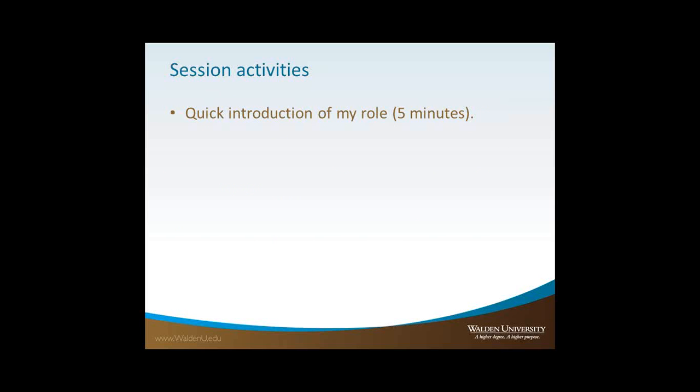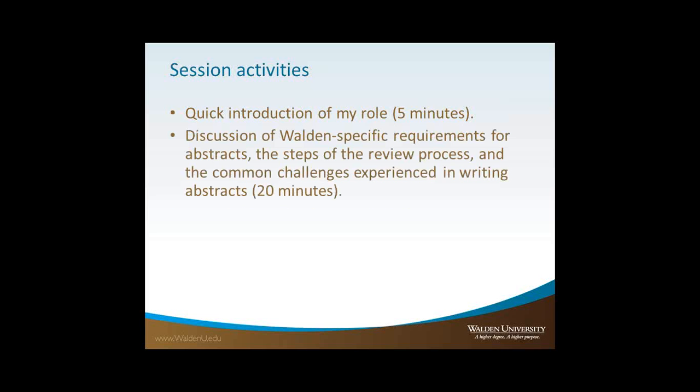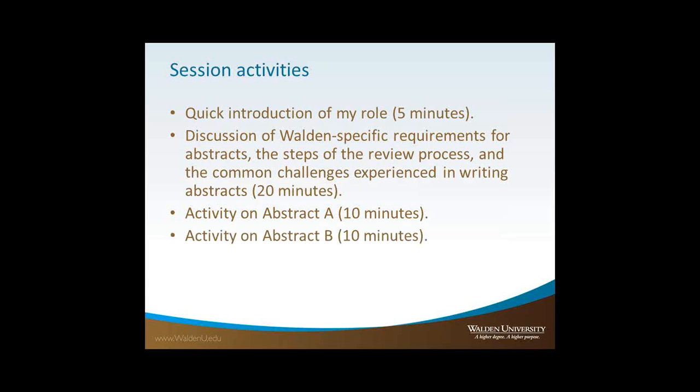So our activities, I've broken this down into some discrete activities here, but my hope is that you can stop me at any time. Feel free to ask questions, and Scott and I will help to facilitate answering those questions as we go. But the basic plan, I'd love to give a very quick introduction of my role, my job at the university, discuss the specific Walden requirements for abstracts. I'll talk about the steps in the review process, common challenges experienced in writing abstracts.